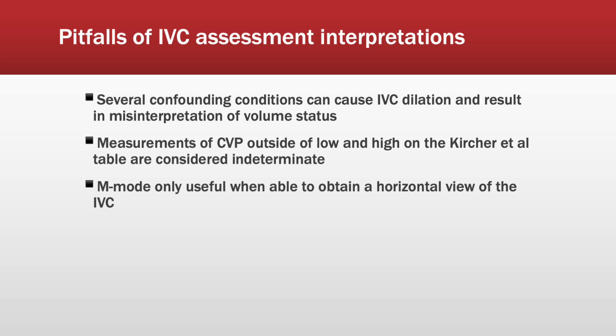Remember that the measurements of the central venous pressures that sit outside of the low or high central venous pressure, so that middle portion of that table that I showed earlier, are considered indeterminate, and you should be careful when applying this information to your patient. And lastly, if you're going to utilize M mode to measure the IVC diameter, it is important to obtain a horizontal view of the IVC as to not end up overestimating the diameter and having false assumptions of your patient's volume status.